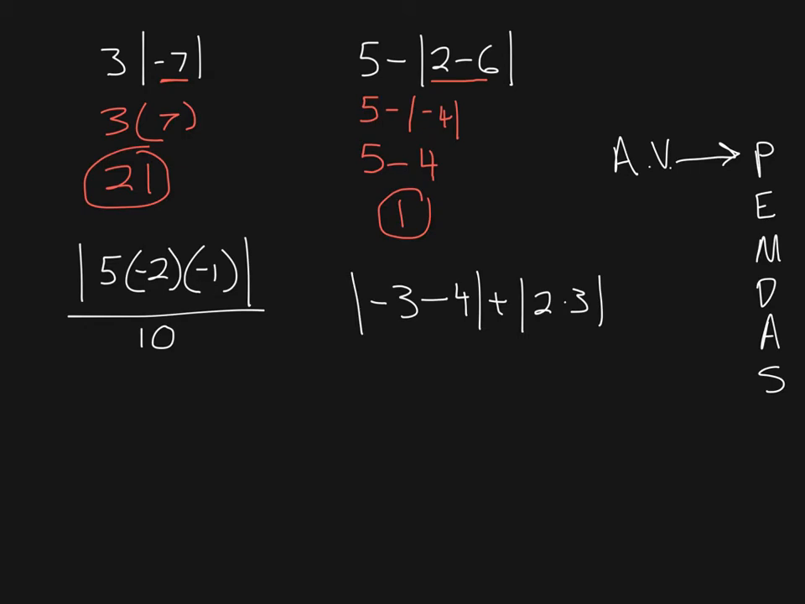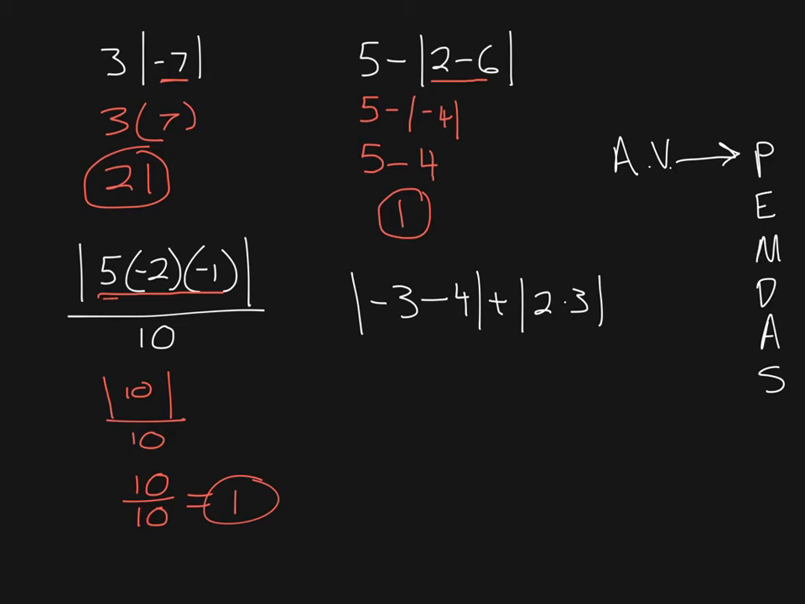Okay? These next two, they look a little complicated, but if we follow the order of operations, it's not going to be that difficult. In our numerator here, in our first one, we have the absolute value of 5 times negative 2 times negative 1. Again, we're going to calculate what is in here first. 5 times negative 2 times negative 1. 5 times negative 2 is negative 10. Negative 10 times negative 1 is positive 10. We have the absolute value of 10 over 10. The absolute value of 10 in the numerator is just 10. So you've got 10 over 10, which we know equals 1.